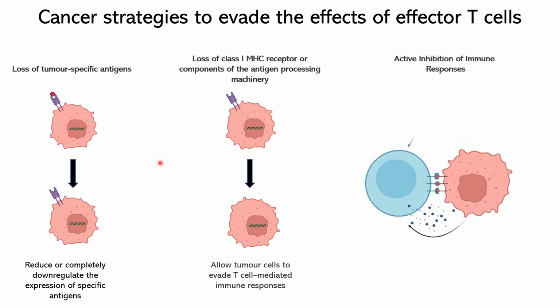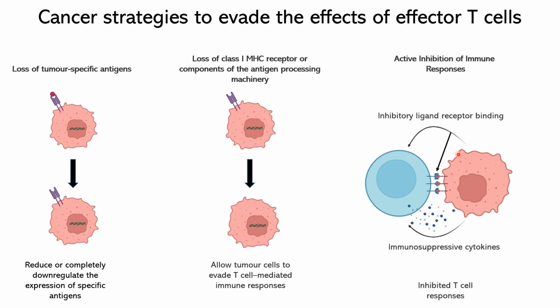and then kill it. The third strategy is through inhibiting the T cell and therefore inhibiting the immune response. And this happens through two main ways. The first way is that the cancer cell will start expressing some inhibitory ligands that will bind to inhibitory receptors on the T cells. And once these inhibitory receptors are activated, the T cell will be inhibited. Okay. The second way is through secreting and releasing a large number of immune suppressive cytokines.